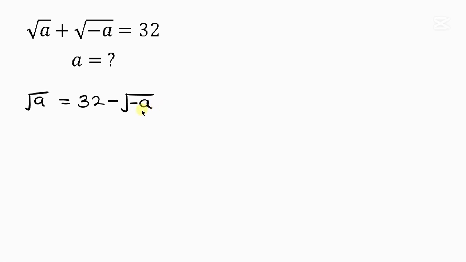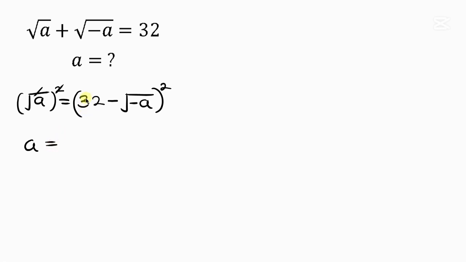Our next step will be for us to square both sides. So I'm going to be squaring the left hand side. I'll also square the right hand side. So notice that this square can cancel off the square root, leaving behind a to be equal to.